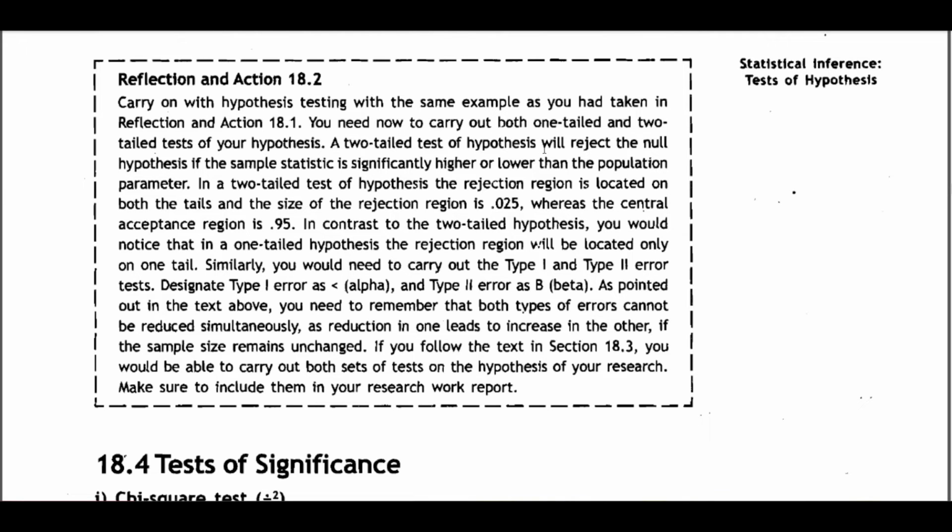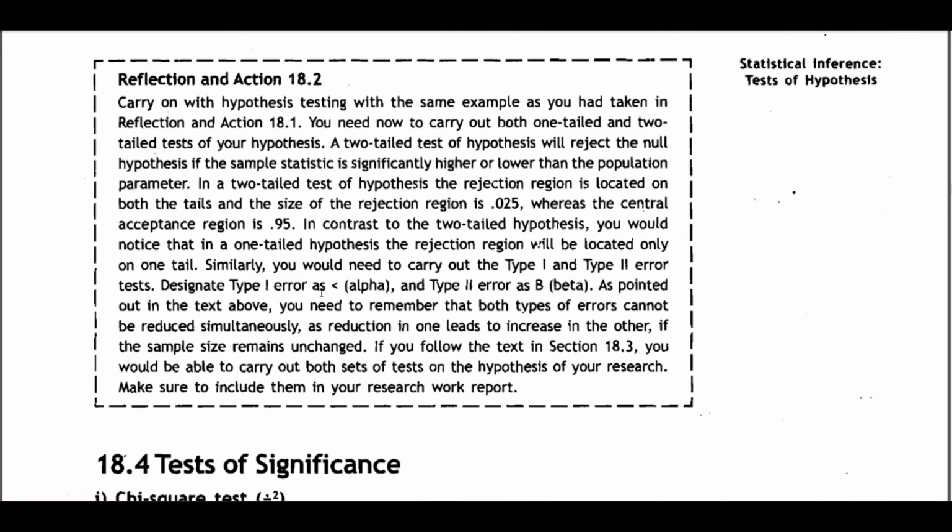A two-tailed test of hypothesis will reject the null hypothesis if the sample statistic is significantly higher or lower than the population parameter. In a two-tailed test, the rejection region is located in both tails and the size of each rejection region is 0.025, whereas the central acceptance region is 0.95. In contrast, in a one-tailed test, the rejection region is located only in one tail. Similarly, you would need to carry out the type 1 and type 2 error test.